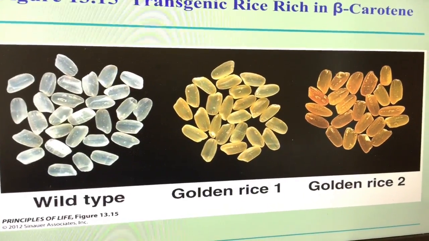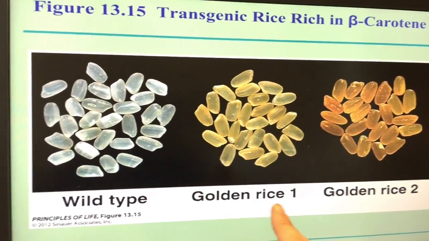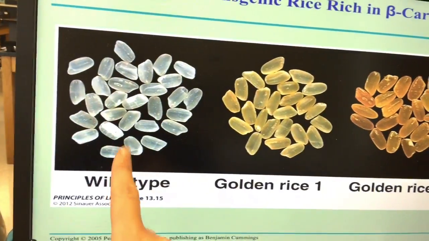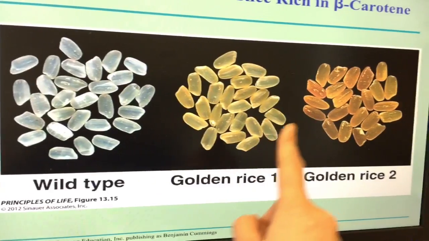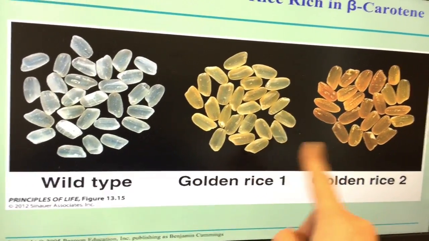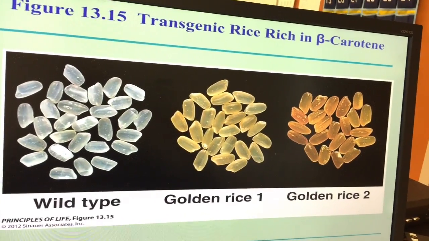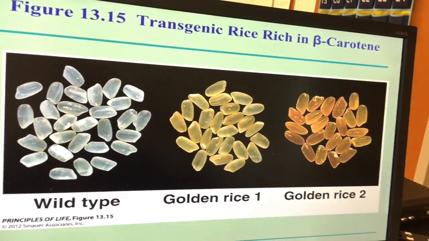And this is the golden rice, they call it. So there's different strains here. Here's regular rice, enlarged so you can see it. Regular rice is white, and golden rice 1 and 2 make beta carotene. Then they can give that to people who are deficient so that they can make vitamin A in their body.